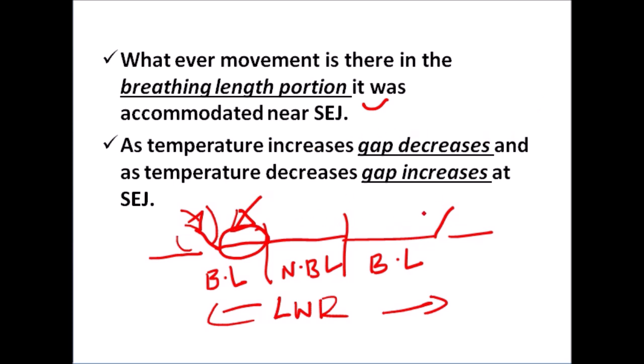And also, when temperature increases, the breathing length portion will increase, the length of rail will increase. As a result, the gap decreases, and when temperature decreases, the rail will contract. As a result, the gap increases at the SEJ. These things we have discussed in detail in the previous classes.